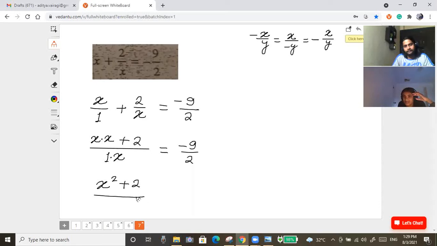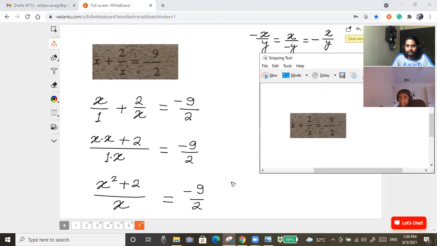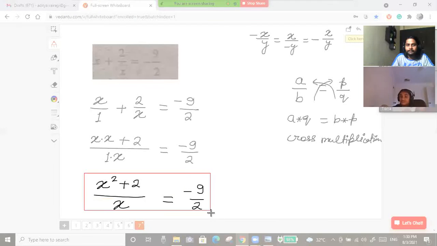All right. So what I was going to tell you: suppose this is what we've got right now. Now we have two fractions at both ends. Let me tell you what happens. Suppose we have a over b, and on the other side p over q. You can perform cross multiplication like this: a times q is equal to b times p. It's called cross multiplication. In the similar manner, we perform cross multiplication.